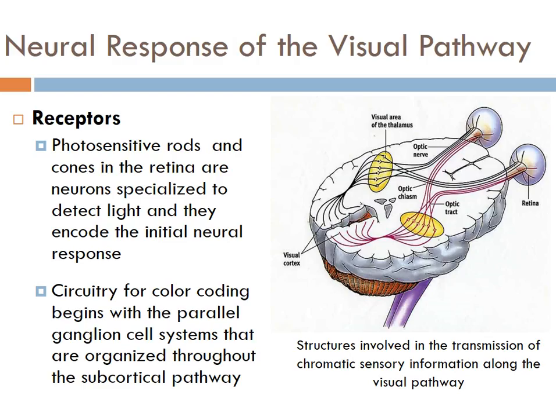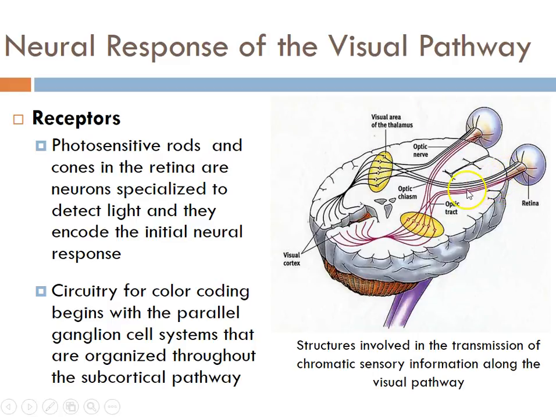To make this make sense, you've got to review and understand the neural response of the visual pathway. How do we see? How do we see normal stuff? How do we see color? What's called chromatic sensory information. Most of the time the vision is going to start with our receptors, the photosensitive rods and cones, and they detect light, and then they encode the initial neural response, and it turns into an electric response. And you see this circuitry almost like electrical wiring. The circuitry starts here in the retina with the rods and the cones, the receptors, and then goes back along the optic nerve.